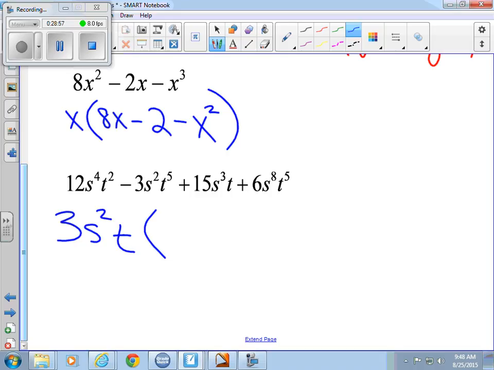If I divide 12 by 3, I get 4. s to the 4th divided by s squared is s squared. t squared divided by t is t. So my first term would be 4s squared t. Second term, the 3's divide completely out. The s squareds divide completely out. And so what's left? t. So there's 5 up here, and I took 1 out. 4.